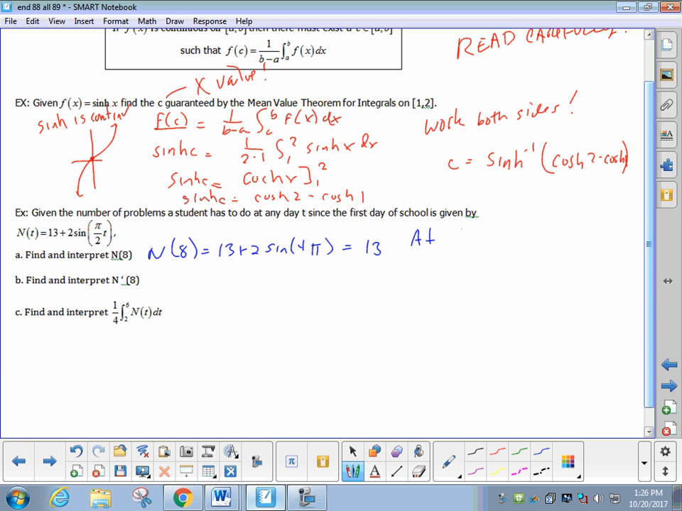At time equal 8 days. Now, that's one way to say it. What's another way to say it? If time is the time since the first day, after 8 days, that means on the 8th day, or the ninth day. On the ninth day. Okay? Because it includes the 8th.